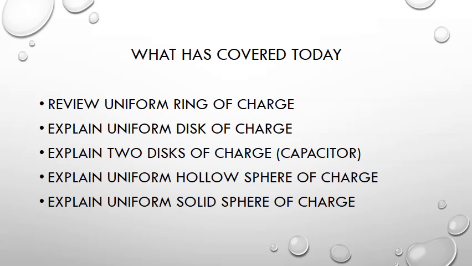Alright, so this brings to an end the podcast on Chapter 16, Continuous Charge Distribution. I hope you have a better understanding of a uniform disk of charge, and how, depending on how close we are to the disk, we can get a constant electric field. And then I hope you have a better understanding of how to figure out the electric fields for two charged disks placed closely together, what we call the capacitor.